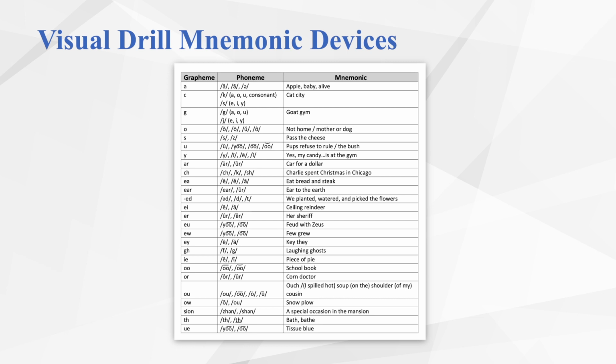We planted, watered, and picked the flowers. Planted gives us the id sound. Watered gives us the d sound. And picked gives us the t sound. So again, just a tool that may help you both in your instruction of students and as a participant in training to remember the possible sounds for each of the graphemes that we'll be working through.